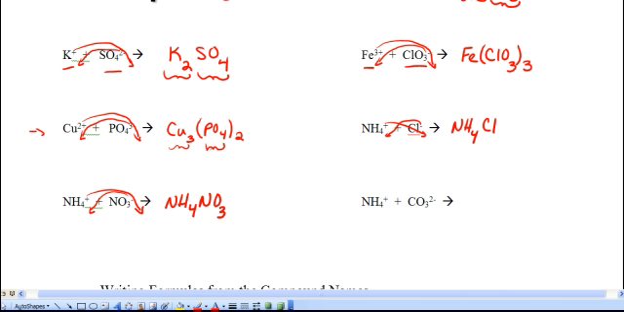And finally, in this one, you have the +1 from the ammonium going behind the carbonate, the 2 going behind the ammonium. So once again, you have 2 ammoniums, which means you'll have to put the NH4 in parentheses, 2, and then you only need 1 carbonate, so it's CO3. So the formula for this would be (NH4)2CO3.